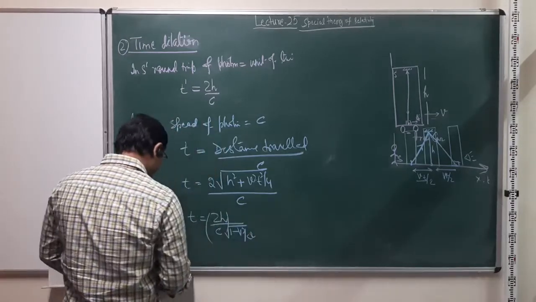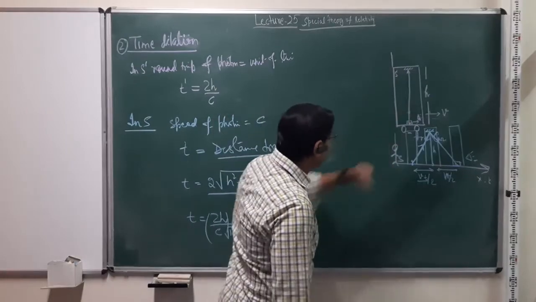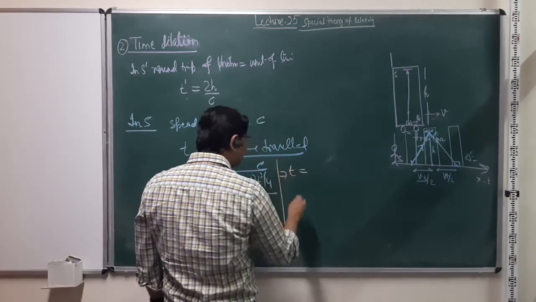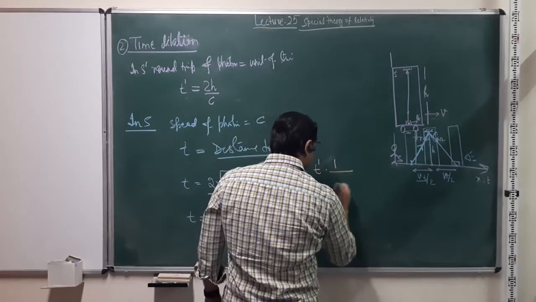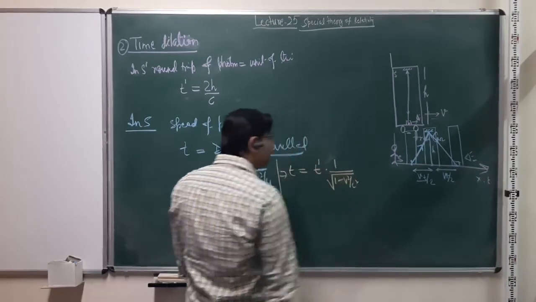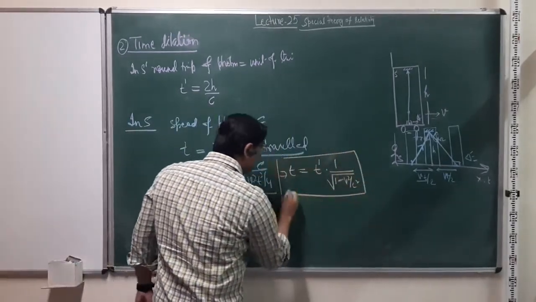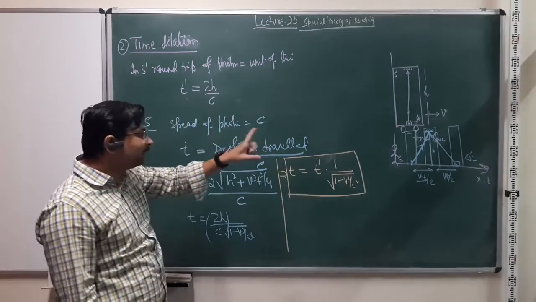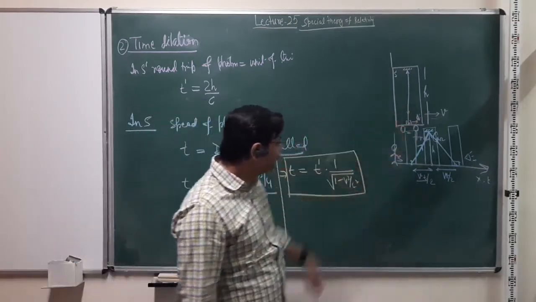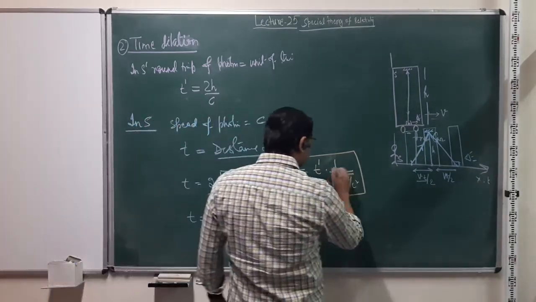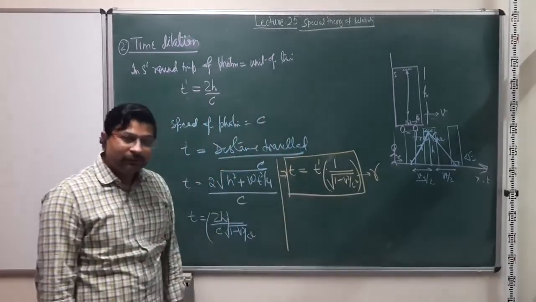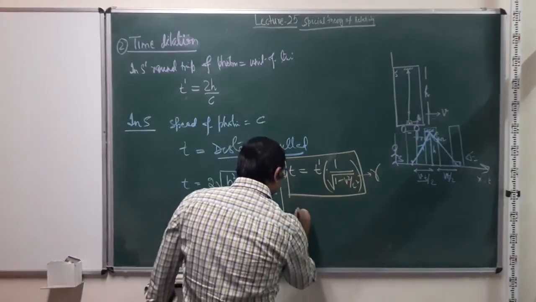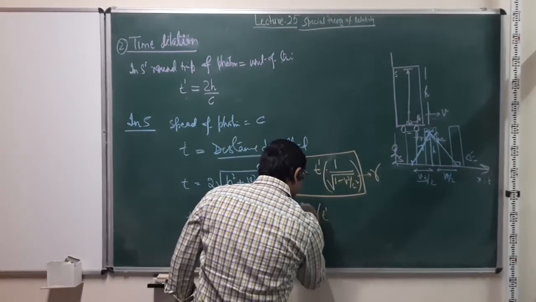Twice h by c is nothing but the time it took for this round trip in the S prime frame. So this implies t in the S frame is t prime into 1 over square root of 1 minus v squared by c squared. This is the time interval, this is my definition of time. The interval for the exact same event happening in two different frames is rather different, and this term is written as gamma. This is the relativistic correction factor. So I can write this in terms of gamma as t equals gamma t prime.